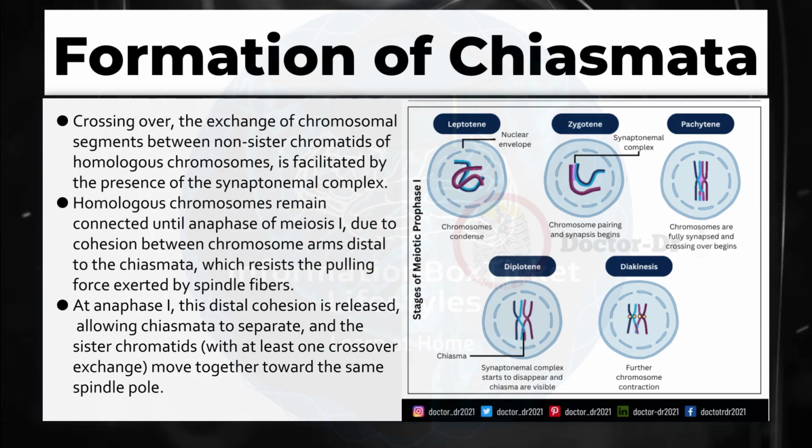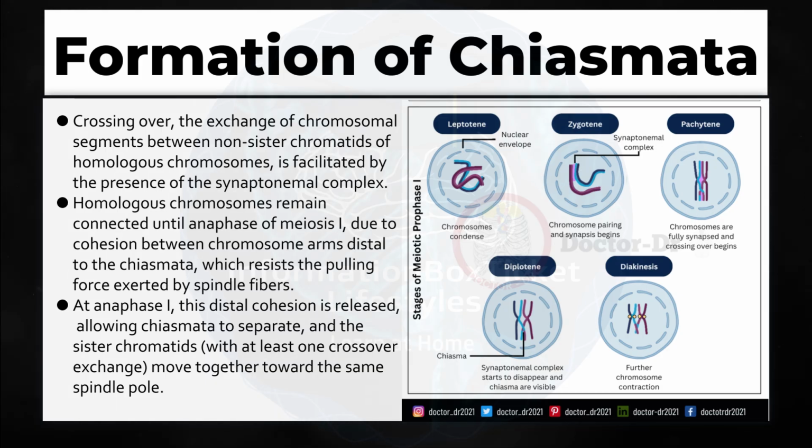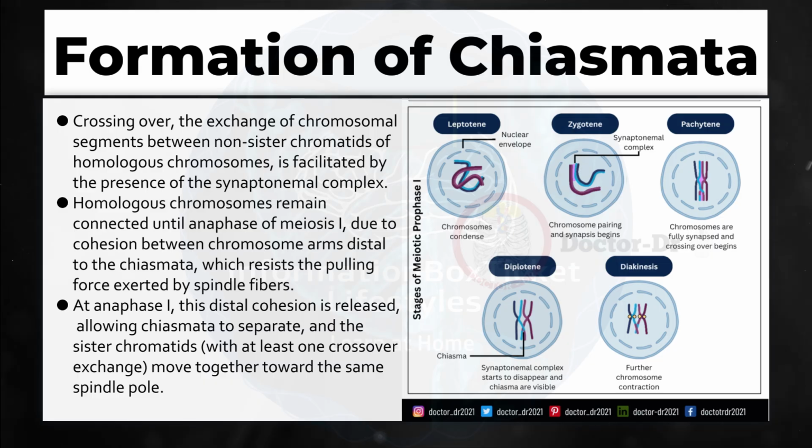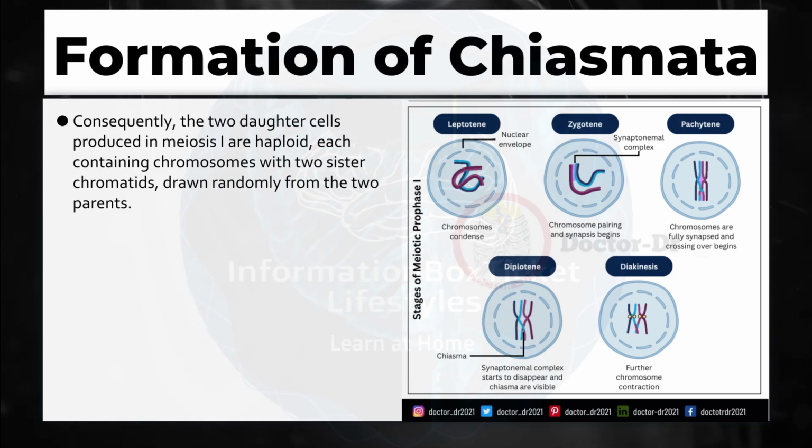At anaphase I, this distal cohesion is released, allowing chiasmata to separate, and the sister chromatids, with at least one crossover exchange, move together toward the same spindle pole. Consequently, the 2 daughter cells produced in meiosis I are haploid, each containing chromosomes with 2 sister chromatids, drawn randomly from the 2 parents.